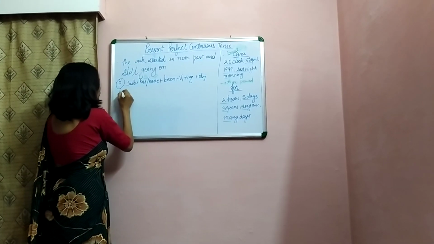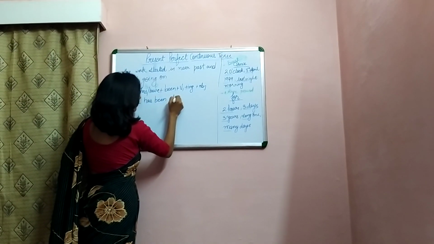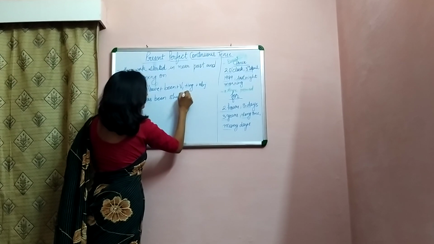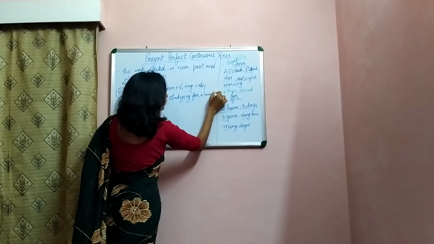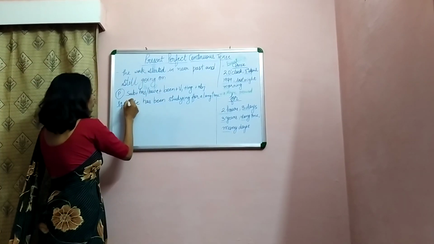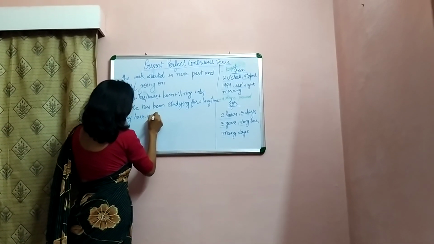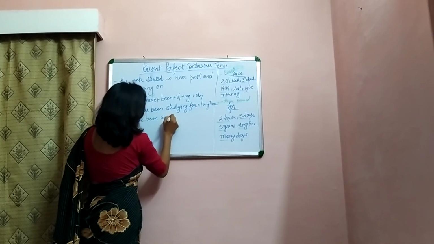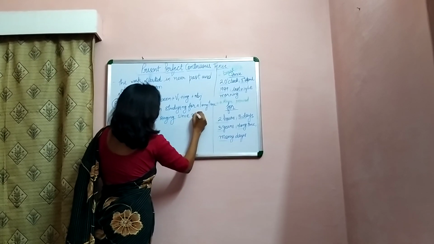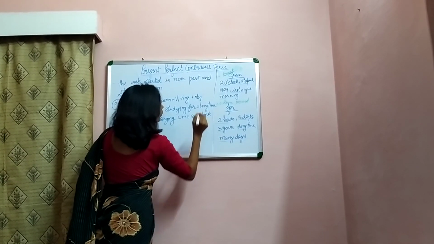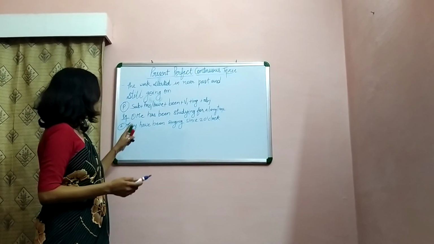Let's see an example. He has been studying for a long time. With the plural, they have been singing since 2 o'clock. Okay? So just pause the video and write down this much. I hope you must have done this much.